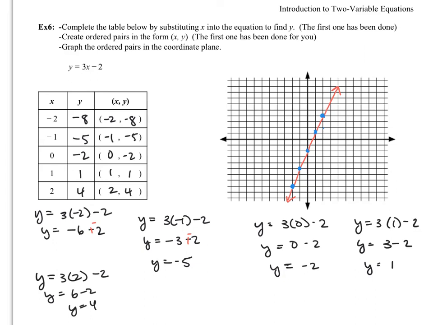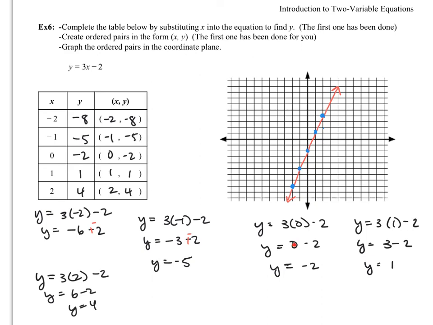So here, when I replaced x with -2, I got 3 times -2 is -6, and then -2, you'll see I did keep change opposite to help me maintain all my signs and not make any errors. So to graph the ordered pair -2, -8, I went 2 to the left and 8 down. 3 times -1 was -3 minus 2. Again, I did keep change opposite to get -5. And to graph -1, -5, I went 1 to the left and 5 down.